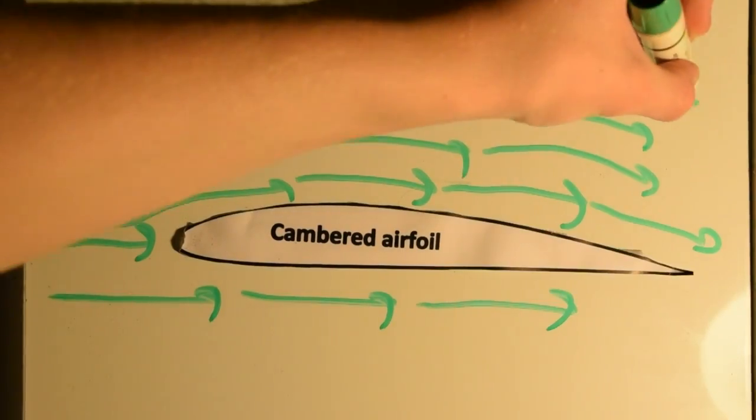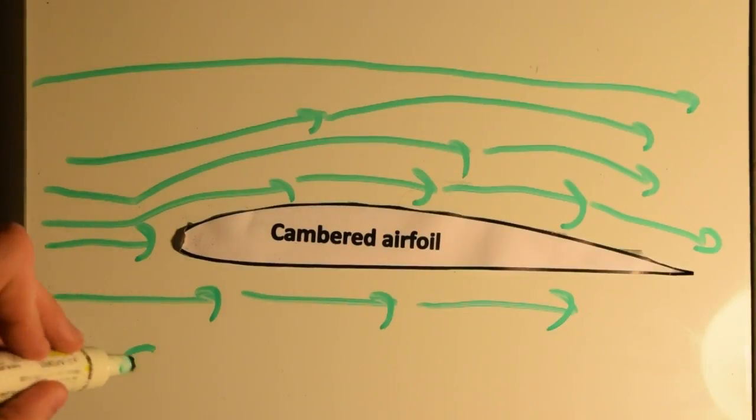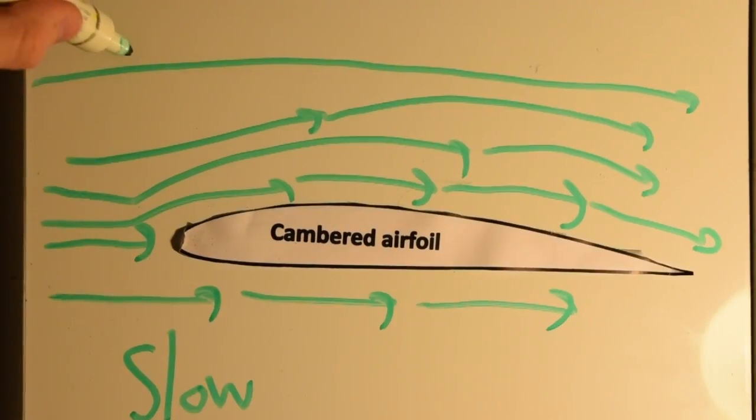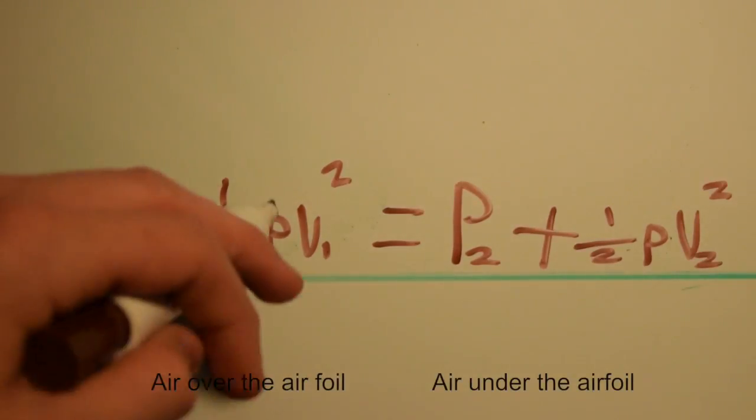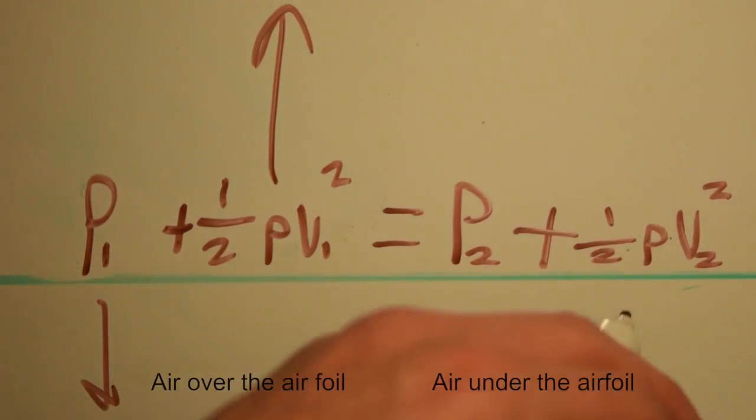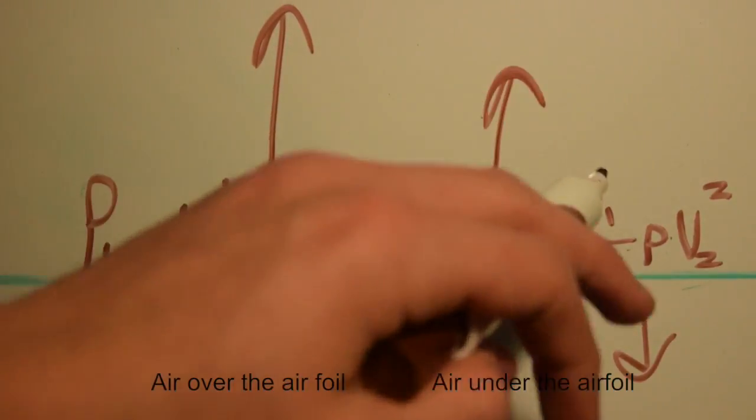Using a cambered airfoil, we see that the air travels faster over the top than the bottom. But remember, using Bernoulli's equation, energy must be conserved. So if velocity changes in one part of the system, pressure must change also. If the velocity increases as the air does over an airfoil, the pressure must decrease. Additionally, if the velocity decreases as the air does under the airfoil, the pressure must increase.